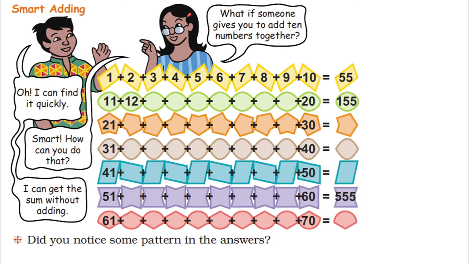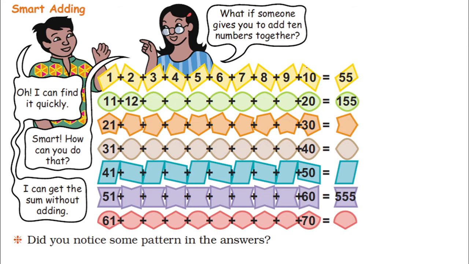Okay, how can we add these numbers? One way is 1 plus 2 is 3, 3 plus 2 is... 3 plus 3 is 6, 6 plus 4 is 10, 10 plus 5 is 15, plus 6, like this we will add and get 55.